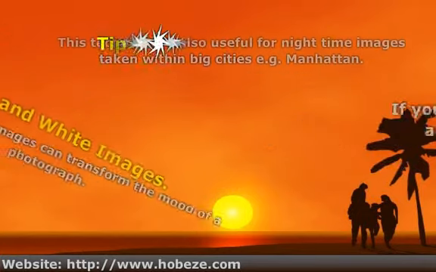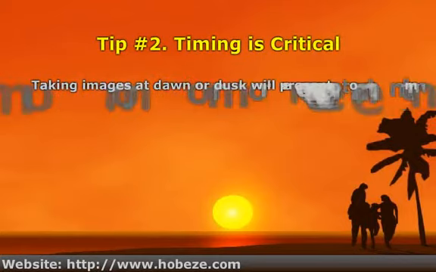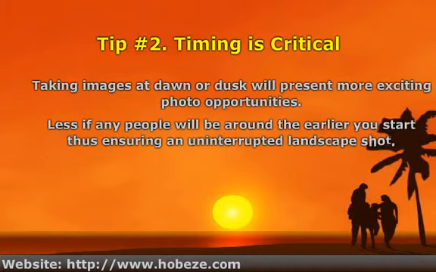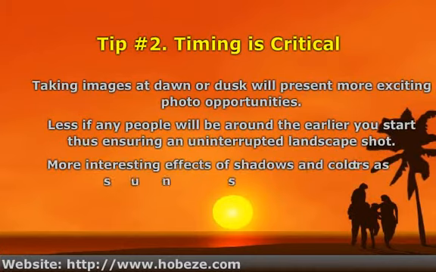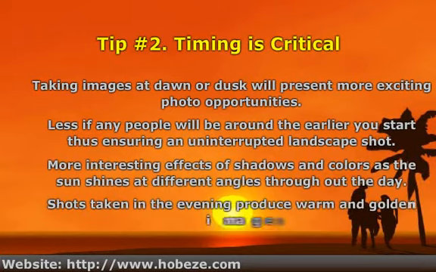Tip number 2. Timing is critical. Whether you are on a city break to Prague or visiting the pyramids in Egypt, taking images at dawn or dusk will present more exciting photo opportunities. For starters, less if any people will be around the earlier you start, thus ensuring an uninterrupted landscape shot. You will also benefit from more interesting effects of shadows and colors as the sun shines at different angles throughout the day. This is particularly noticeable in the evening when the light becomes warm and golden.